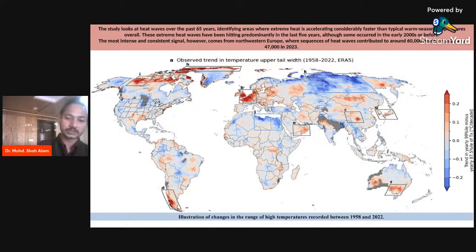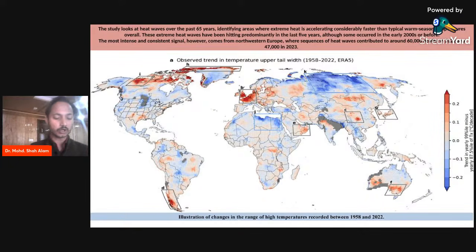Next slide shows the change in the range of high temperature recorded between 1958 and 2022. This data shows 65 years of gap. This figure illustrates the change in the range of high temperature recorded between 1958 and 2022.